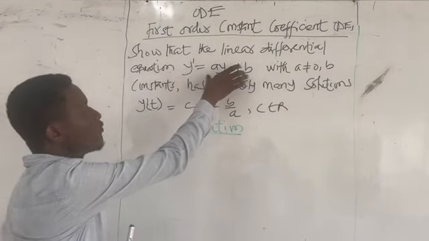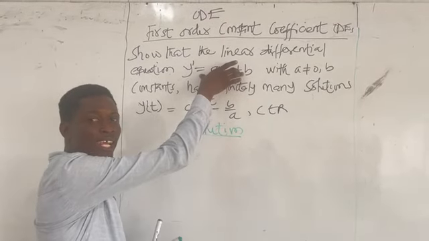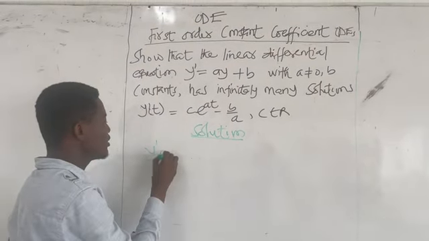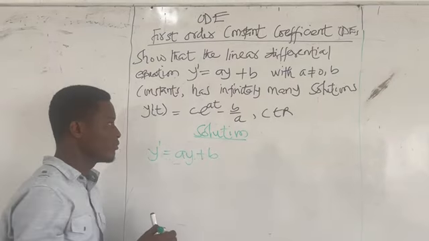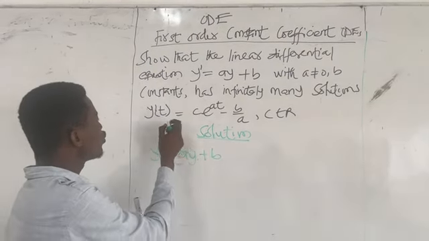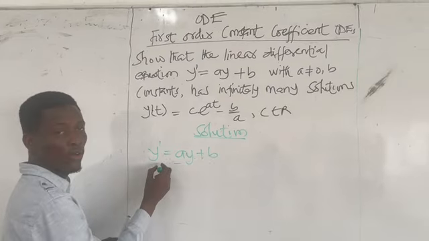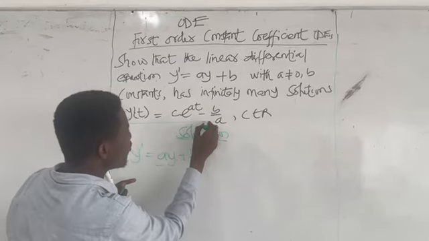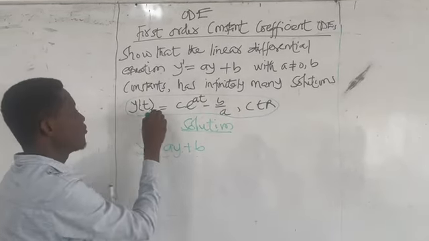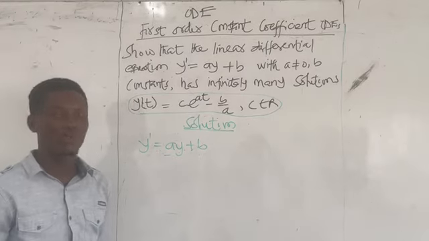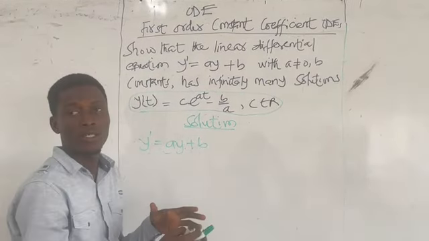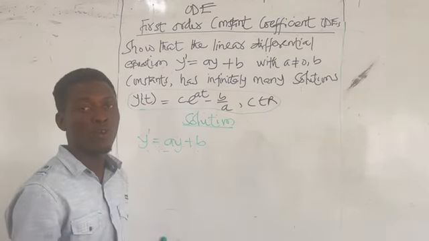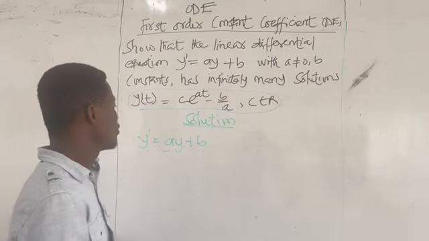We have to first write our ODE, which is y derivative is equal to ay plus b. And we want to show that this ODE has infinitely many solutions of this form. So what must we do? Here we have the conventional way and the modern way of solving ODEs. For me, I will employ the modern way of solving ODEs. So let's solve this one.